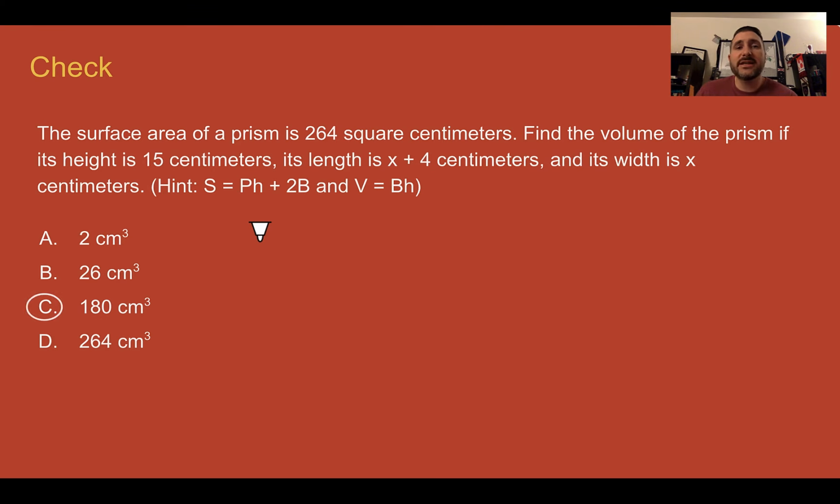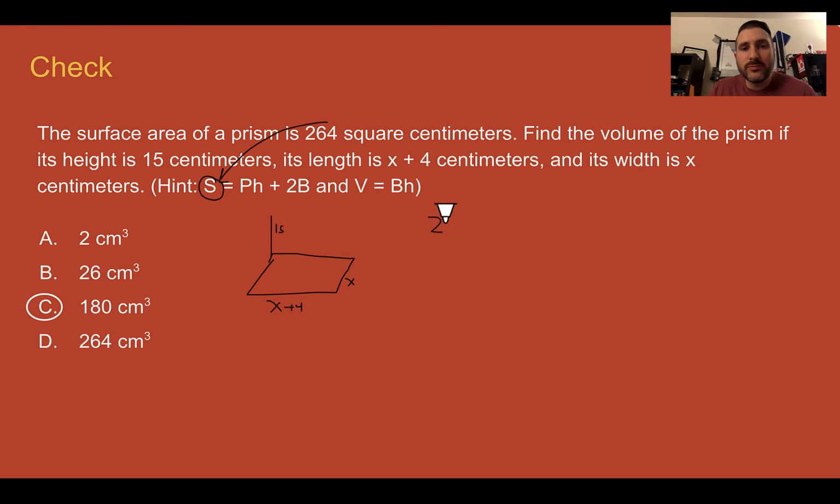Check your answer. You should have got C, 180. Now, to get that real fast, we have the volume, the height of this, I'm just going to draw 1, is 15. The length is x plus 4. And its width is x. So I want to find the surface area first, knowing that it's 264.